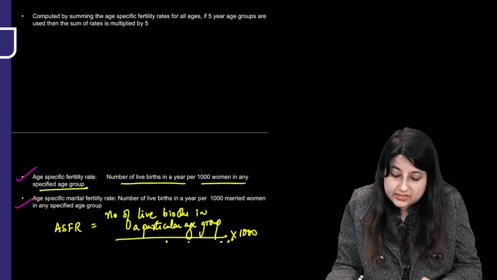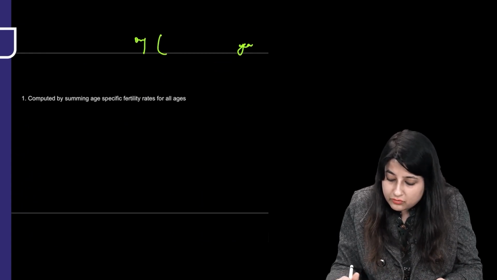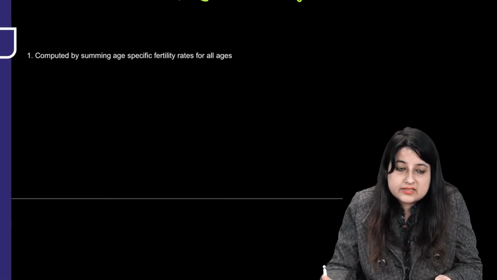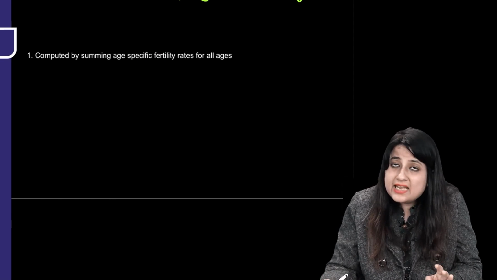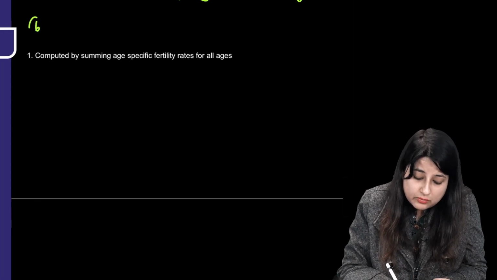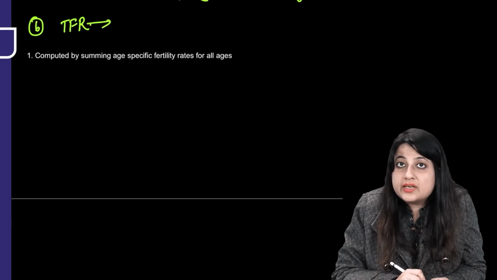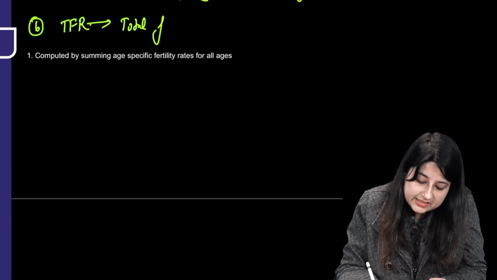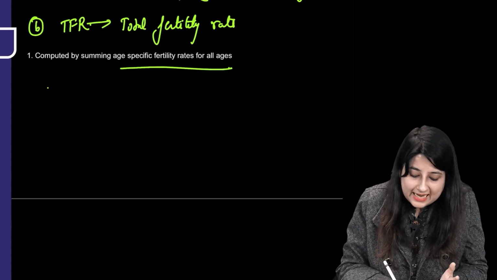What is total fertility rate? The next thing that we are going to do, which is very, very important, is TFR. So in this order you're going to read: you've studied CBR, GMR, GMFR, age-specific and age-specific marital fertility rate. The sixth one that you're going to read is TFR. It's very, very important. Total fertility rate is computed by summing age-specific rates for all age groups. But what exactly is TFR?